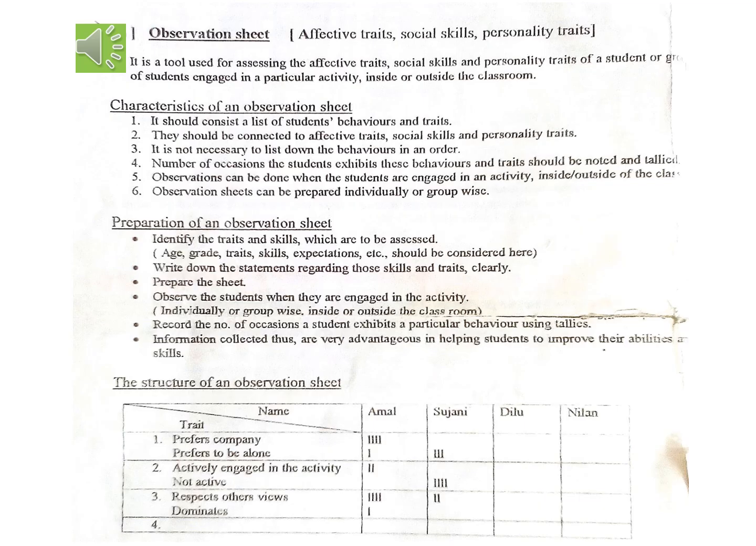It is not necessary to list down the behaviors in order. The number of occasions the students exhibit these behaviors and traits should be noted and tallied. We observe these characteristics and put tally marks. This child helps the others, put 1. That means a tally mark. Then in another situation, that child helped again, so another tally mark.